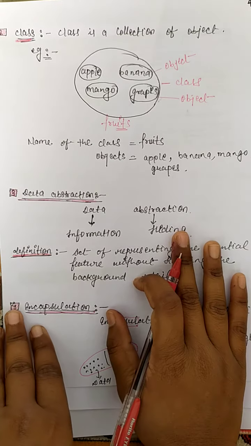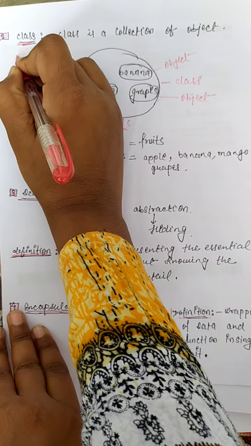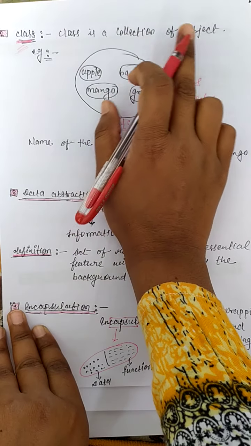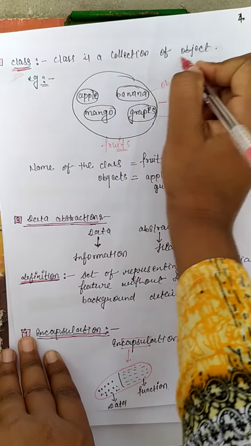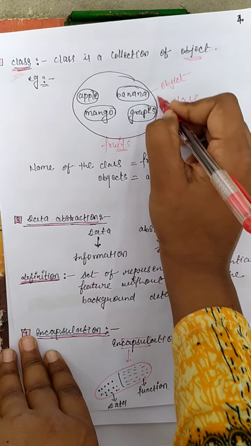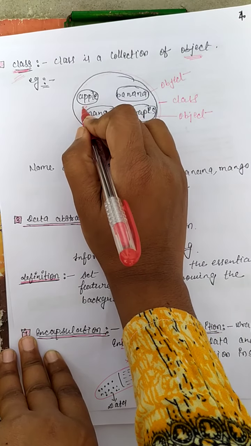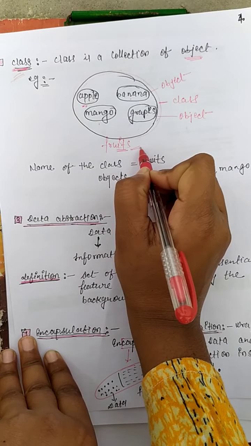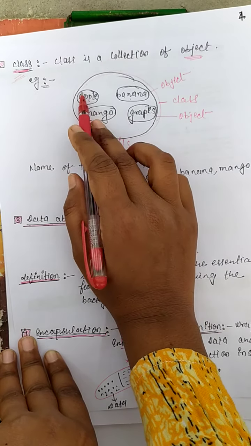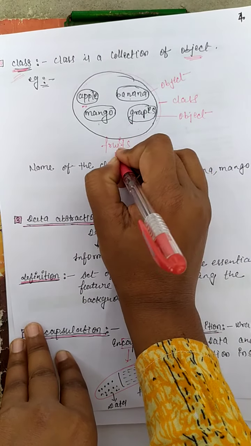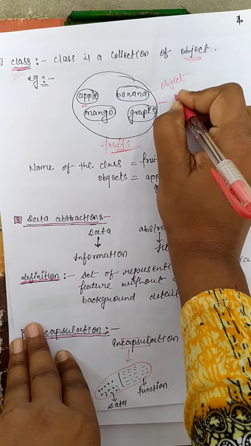Now the second one is class. Class is the second OOPS principle. Class is a collection of objects. There are some classes, that is apple, banana, mango, and grape. These all are called fruits. Apple is a fruit, banana, mango, grape, all are fruits. This fruits is a class.